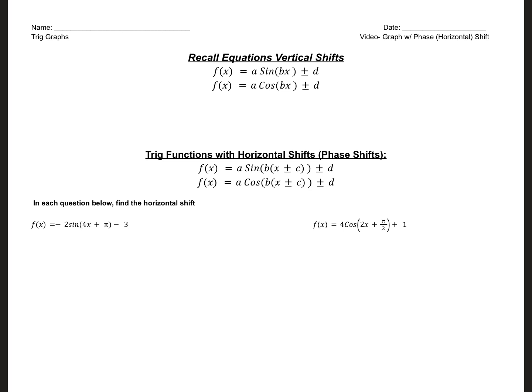Hi everyone, in today's lesson we're going to talk about how to graph with a phase or horizontal shift. So we need to recall equations with vertical shifts. The A is still always the amplitude, B is still my cycles, and D is still my vertical shift or my midline.